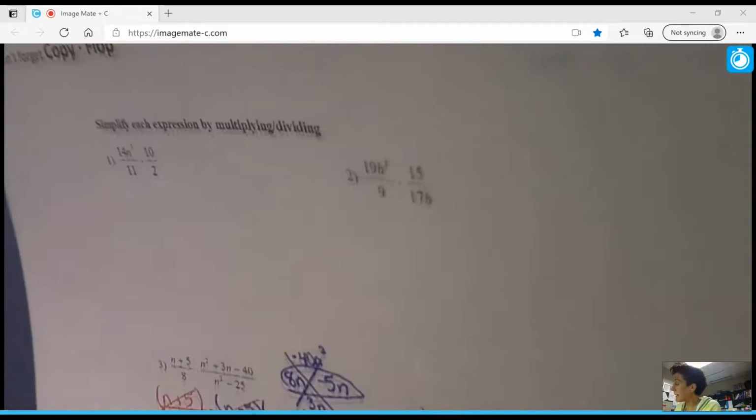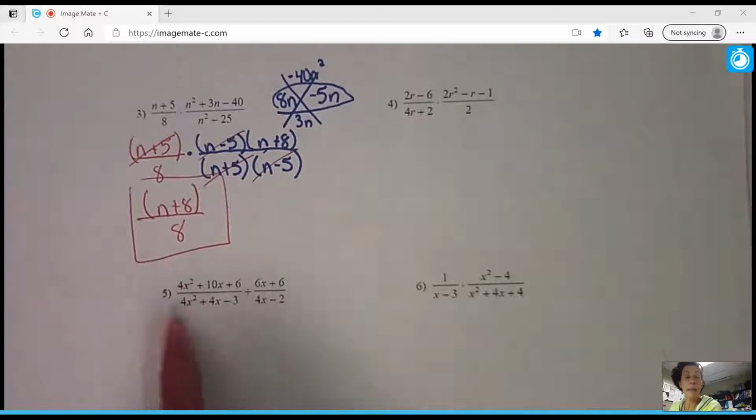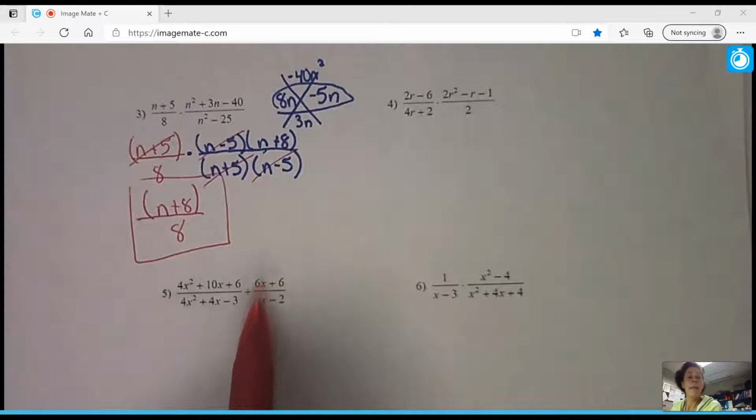Now, as far as, let's do number 5. So number 5 is a division problem. So I will copy this one. As I copy it, I will be copying it into factored form. And I'll dot and I'll flip-flop this one. And when I flip it, or flop it, whatever you want to call it, I'll be doing a GCF.